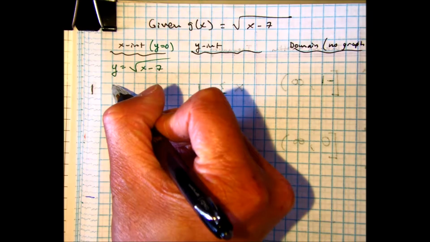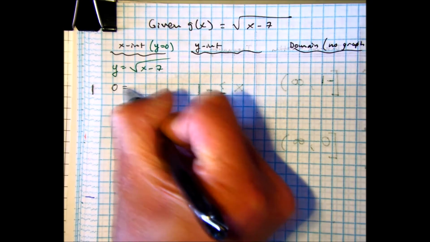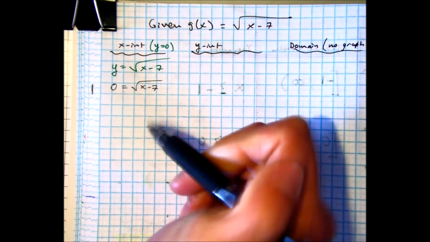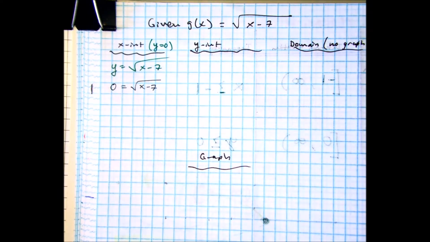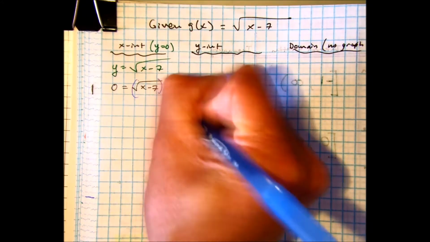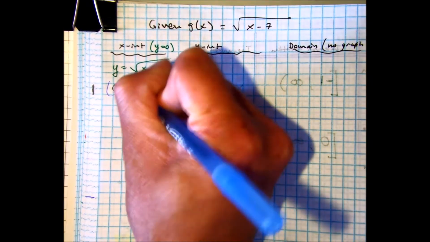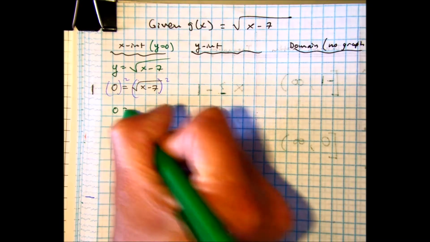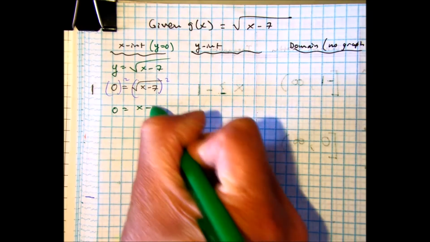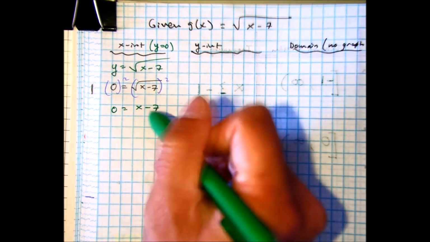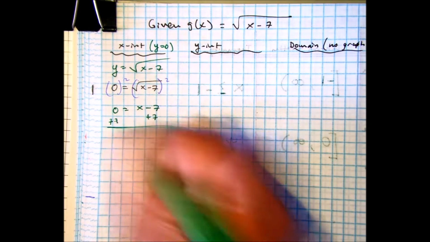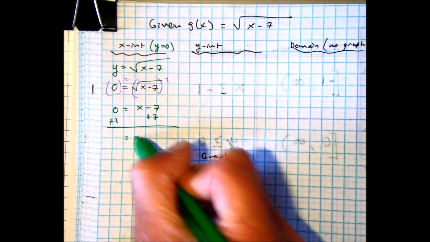Y is going to be 0 equals the square root of x minus 7. Uh-huh. And then square both sides. What's left? And then 0 equals x minus 7. Good. Keep going. Add 7. And then x equals 7.